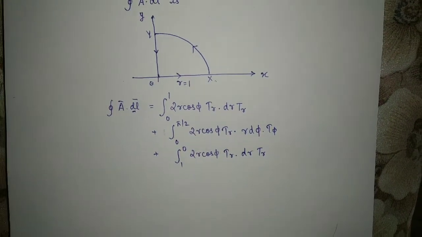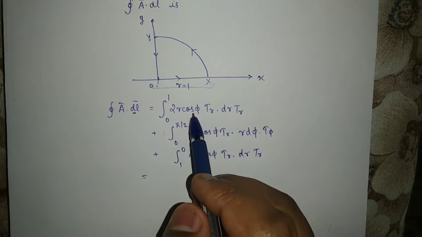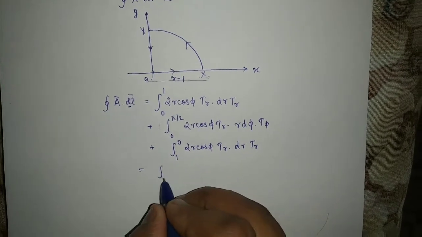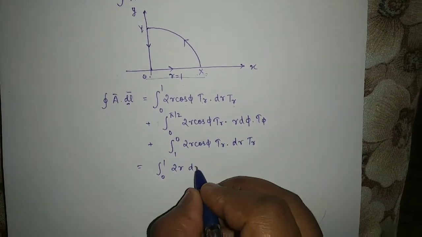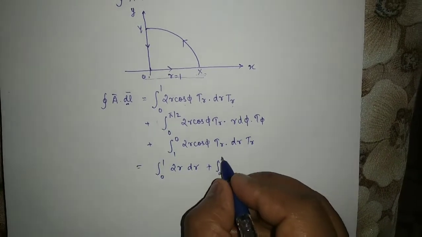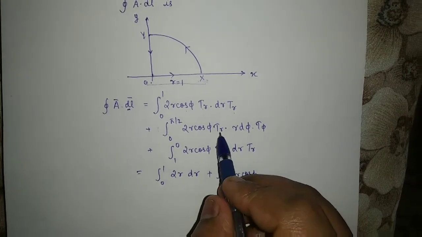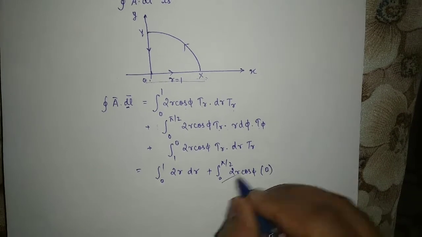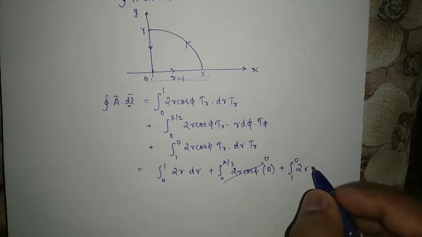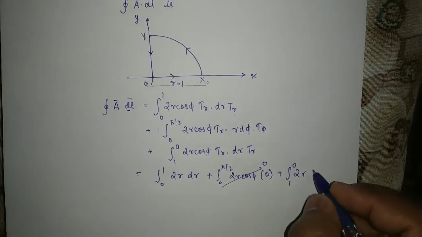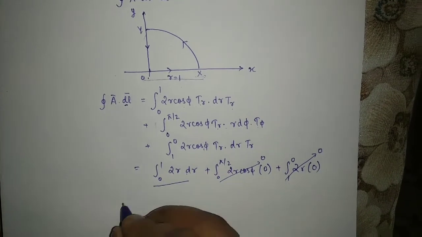Okay, so solve this. For Ox, phi is 0, so cos 0 is 1, so this is 0 to 1, 2r, a_r dot a_r is 1, dr, plus 0 to pi by 2, 2r cos phi a_r dot a_phi is 0, so this term will be 0, plus 1 to 0, 2r cos phi, where phi is 90, cos 90 is 0, so this term is also 0.